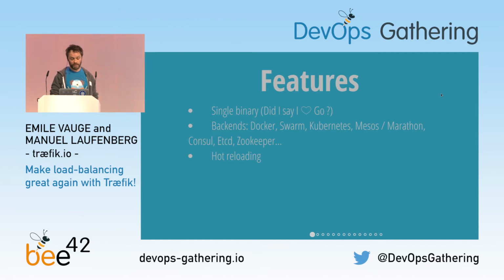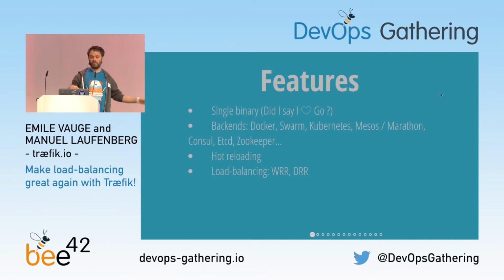It supports multiple load balancing strategies, so weighted round robin, dynamic round robin, and we will probably add more in the future. But these are the more basic strategies. So dynamic round robin is great because it dynamically changes the weight of your connections according to the network errors you got in your requests. So this is kind of great.